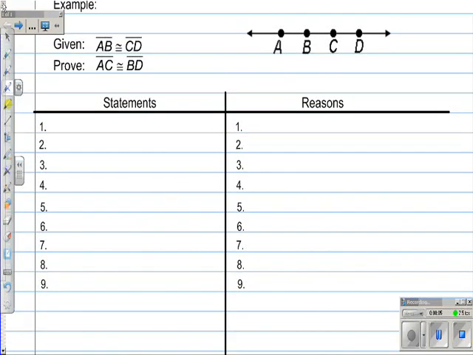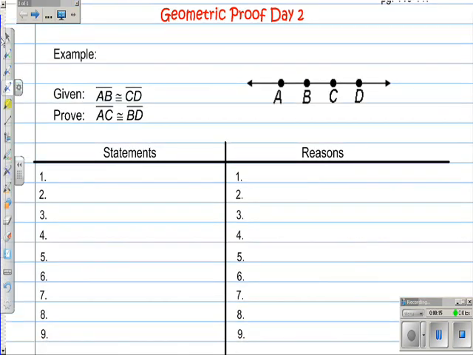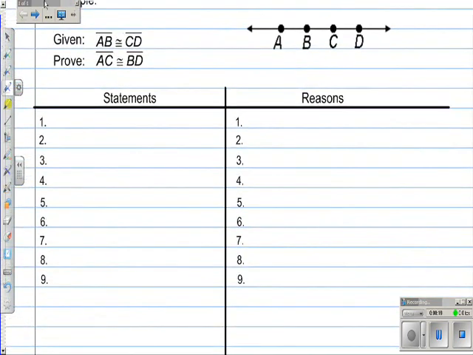And our first proof is provided. They've given us the given and the proof as well as the picture right here. So your first step is you're going to look at what we're given.